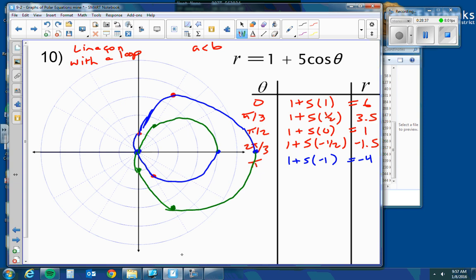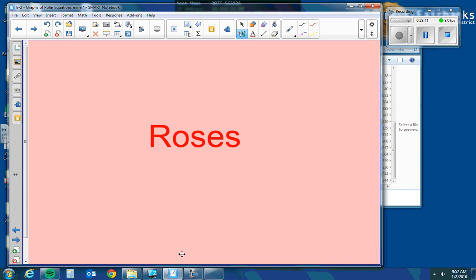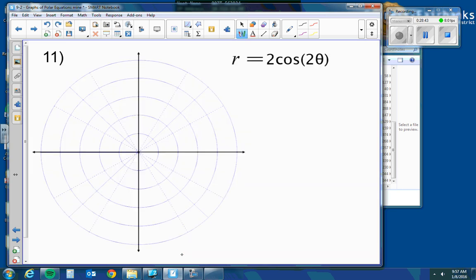Okay, good news is roses are easier. Roses are faster. How many petals? 4 petals. Okay. Now it's a cosine graph. Cosine starts out as 1, right? So cosine of 0 is 1, so you start with the endpoint of a petal. How long are the petals? 2. And there's 4 petals. If there's 4 petals, how many degrees between them? 90. 360 divided by 4 is 90.